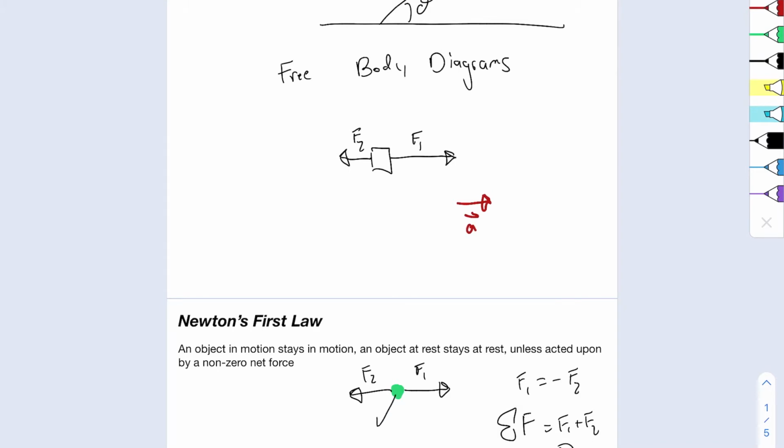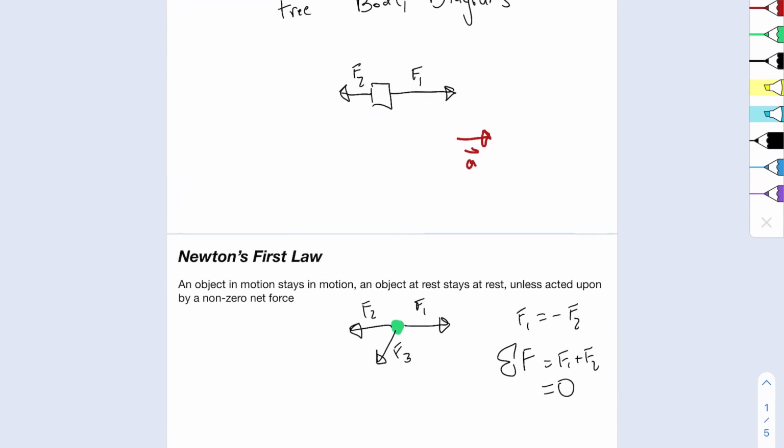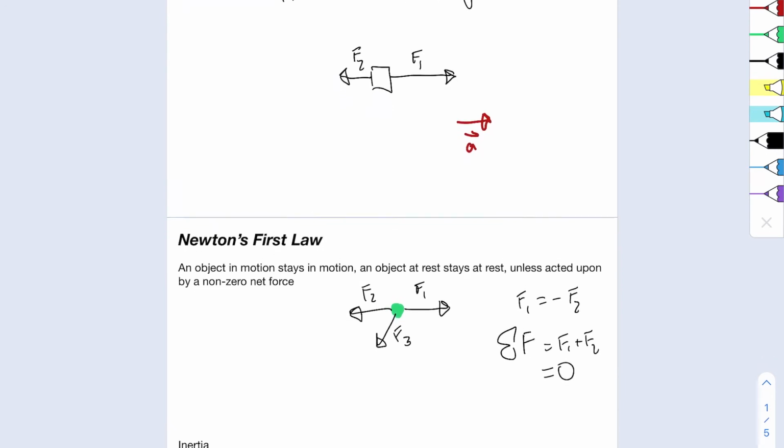However, if we add a third force here, F3, then we have a non-zero net force, and then the object will begin to accelerate and its velocity will change. This tendency of objects to either stay in motion at a constant velocity or stay at rest is called inertia. And that's why Newton's first law is often referred to as the inertial law.